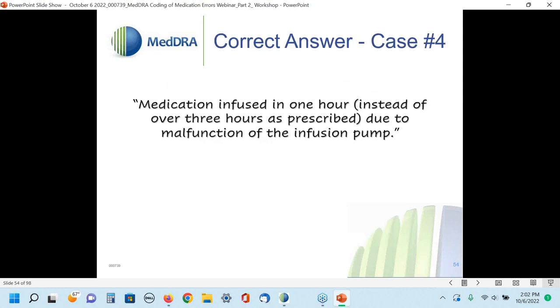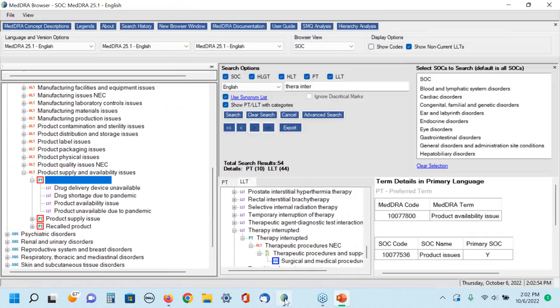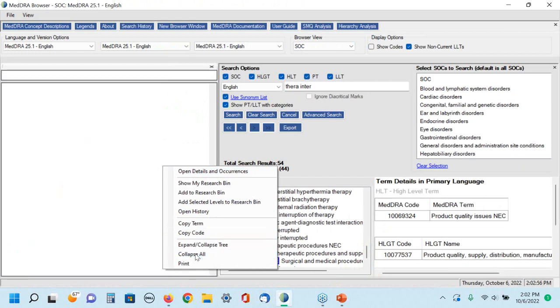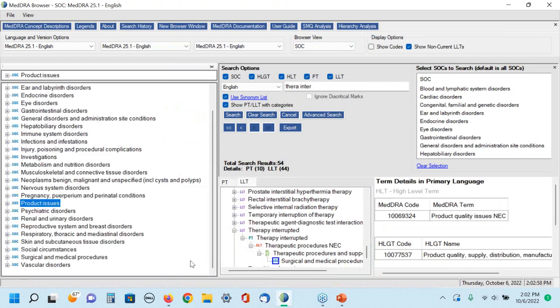But let's look at what we can find here in the browser that helps us. So the first thing when I open up the browser is to start thinking about this in terms of, let's first deal with the issue of the device.